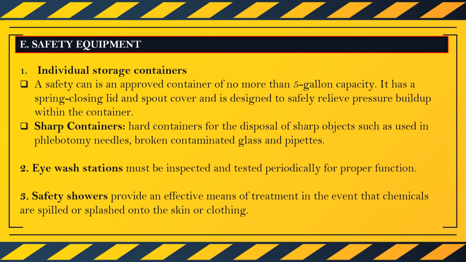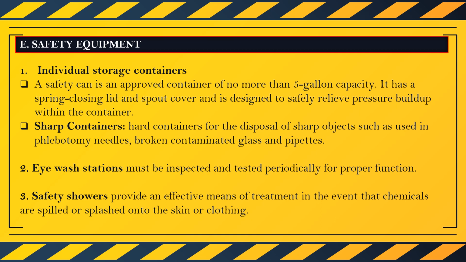Moving on with safety equipment. Number one is individual storage containers. Selecting the best means of storage for chemical reagents will depend mainly on the reagent's compatibility with the container. A safety can is an approved container of no more than 5 gallon capacity, and it has a spring closing lid and a spout cover, and is designed to safely relieve the pressure buildup within the container. And for sharp containers, we use hard containers for the disposal of sharp objects such as used phlebotomy needles, broken contaminated glass slides, glass tubes and pipettes. One best example would be the used Zonrox bottle.